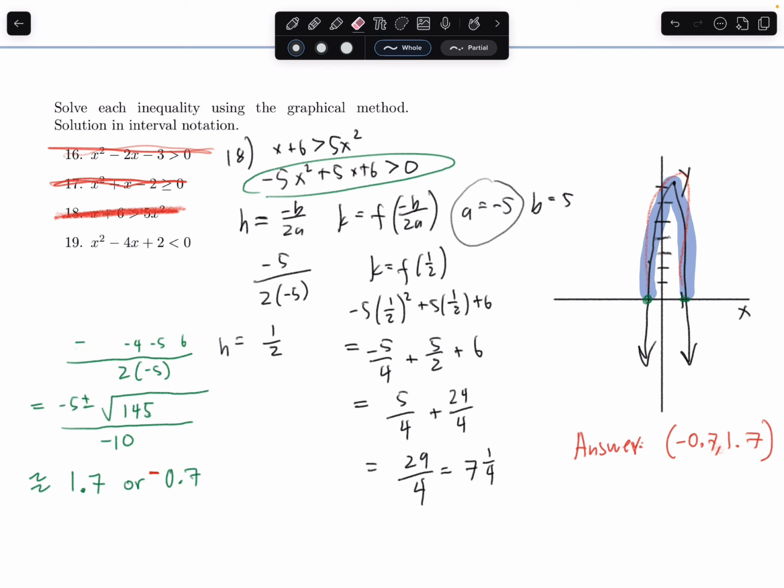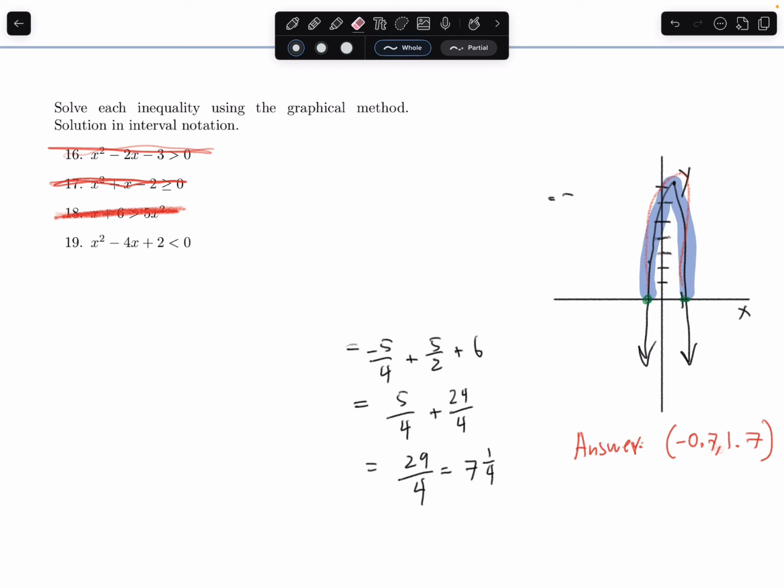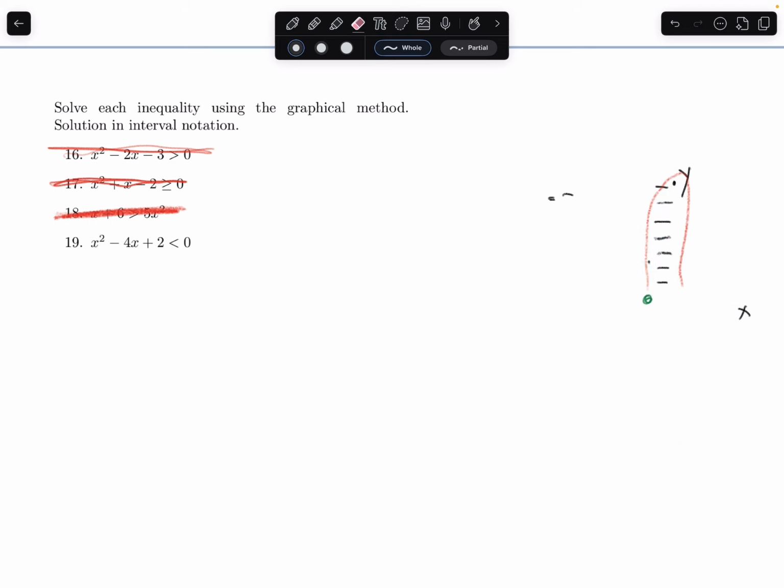Okay, this last one, first time we have a less than symbol. And so we just want to look for where it's below the x-axis. But otherwise, steps are going to be pretty much the same. I'm going to start by graphing that thing. Okay, let's graph this. So we're going to change to vertex form first. So h is negative b over 2a again. Oops, that looks like an h. Negative b over 2a. K is f of that.